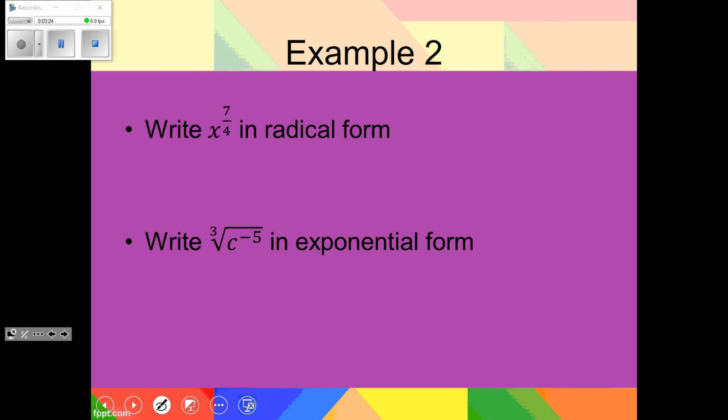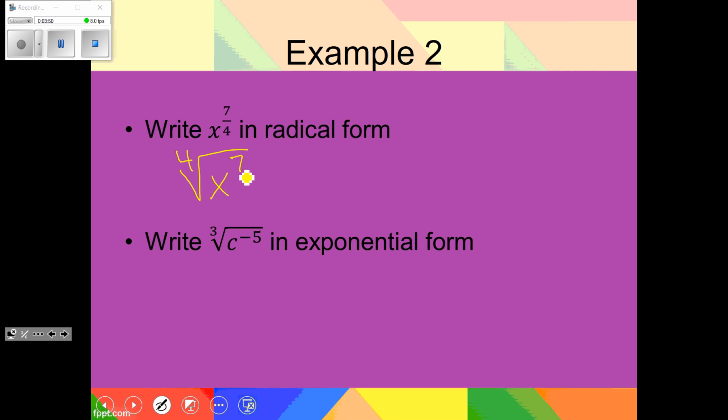So what do you think about the first part? X to the 7/4 power. That's an exponential form because it's written using an exponent. How would I write it in radical form? What would one way be to write it? Very good. The 4th root of x to the 7th.